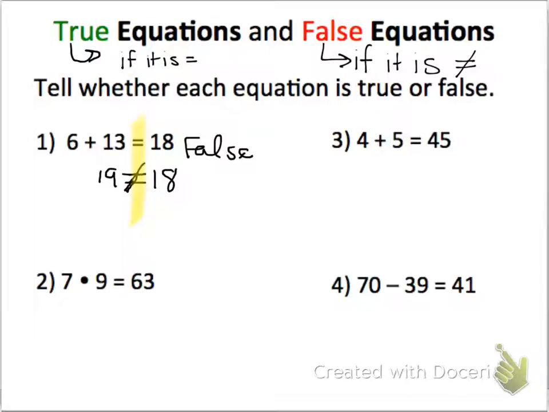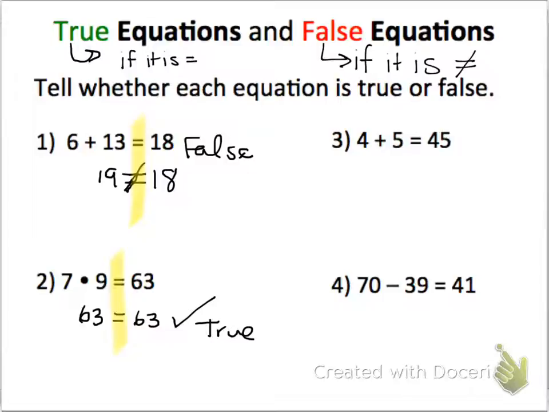Okay, let's look at number 2. 7 times 9 is equal to 63. 7 times 9 is 63. Is 63 equal to 63? Are these two the same? Yes, they are. So that means this is a true equation. It's true. 63 is equal to 63. Again, notice how I've lined up my equal signs in the middle.